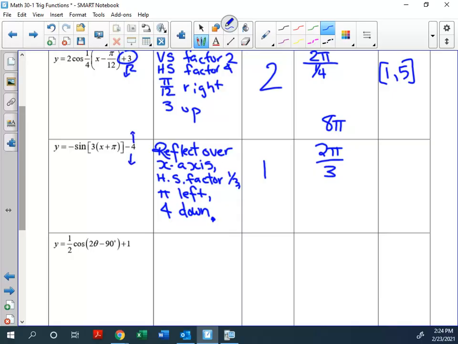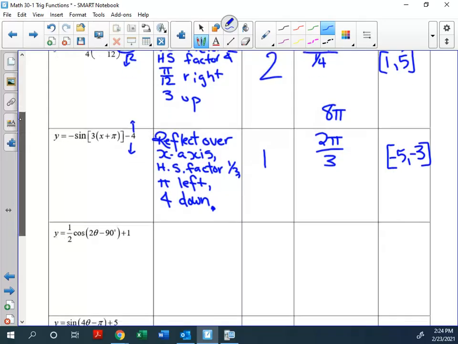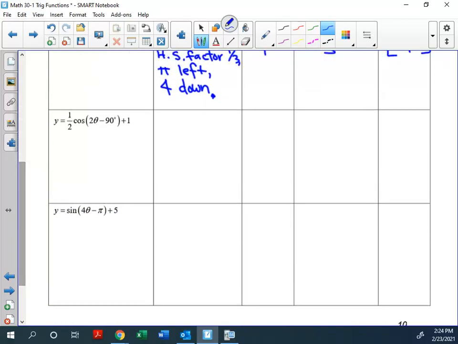-4, figure out how high and low you're going using the amplitude. So this goes from -5 to -3. Nothing tricky. Nothing tricky at all. Good? All right, guys. 2 more rows. Can't wait to factor that B value.